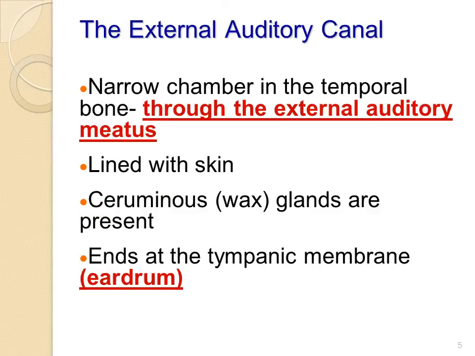Now, what is the meaning of external auditory canal? It is a narrow chamber in the temporal bone, reached through the external auditory meatus. It is lined with skin. Ceruminous glands are found in it, so we can see the wax inside the auditory canal. At the end of it we have the tympanic membrane, which means eardrum. After the sound is collected in the auditory canal, it reaches the eardrum, which is found at the end of the canal.